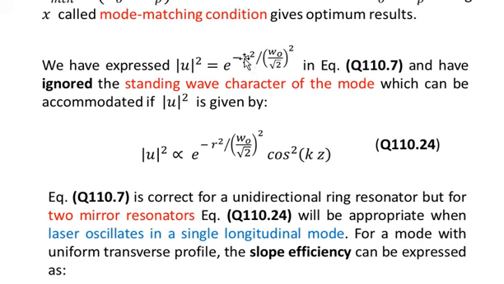So you see that using this value of absolute square of u as reported in equation number 7, it means that we have ignored the standing wave character of the mode, which can be accommodated if absolute square of u is given by the following relationship, as shown in equation number 24. That is, absolute square of u is proportional to this term, again the same term as in the previous case, and we have multiplied it with the additional term which is cos square of kz. So in the expression of u, only cos of kz will appear, but in the expression of u mod square we have cos square of kz.